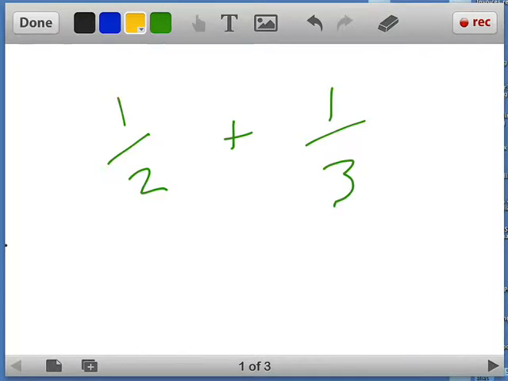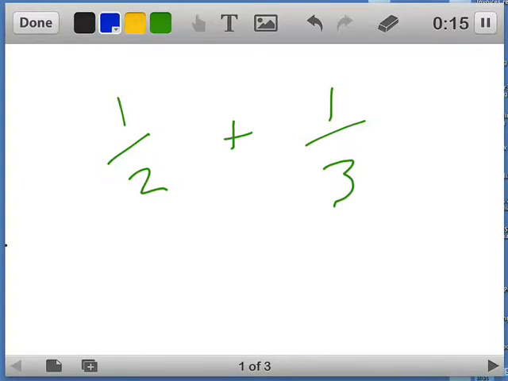So I'm going to press the record button so you'll see how this works, and I'll try to talk to you while I'm recording it. Hi boys and girls. Today we're going to take on, in 4th or 5th grade, one of my most special problems, which is 1/2 plus 1/3.